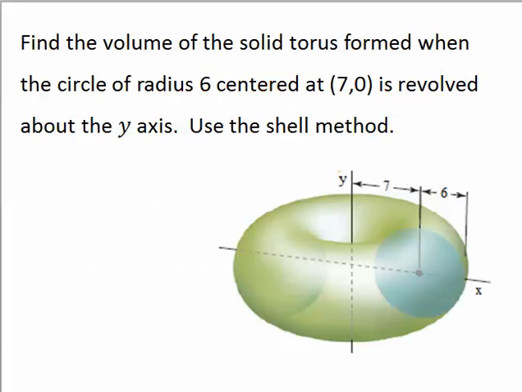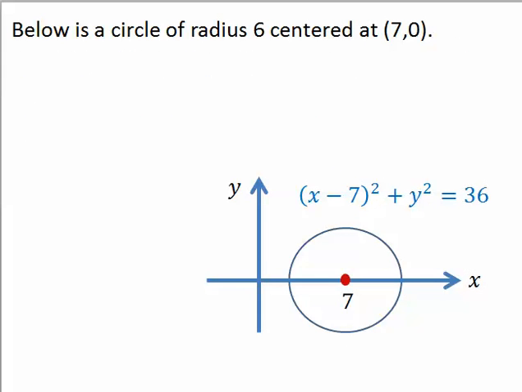6.4.51. Find the volume of the solid torus formed when the circle of radius 6, centered at (7, 0), is revolved about the y-axis. Use the shell method. Below is a circle of radius 6, centered at (7, 0).